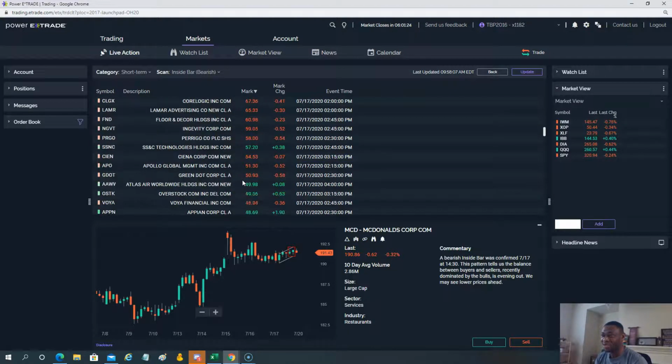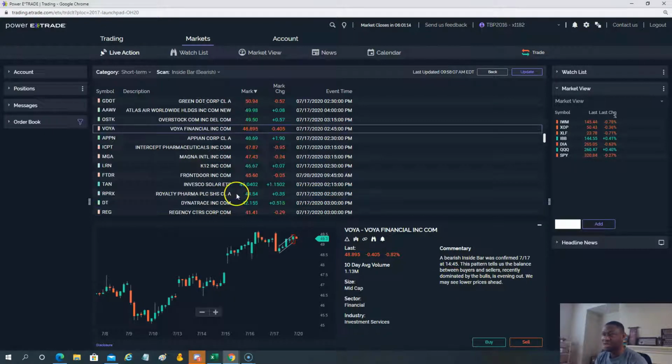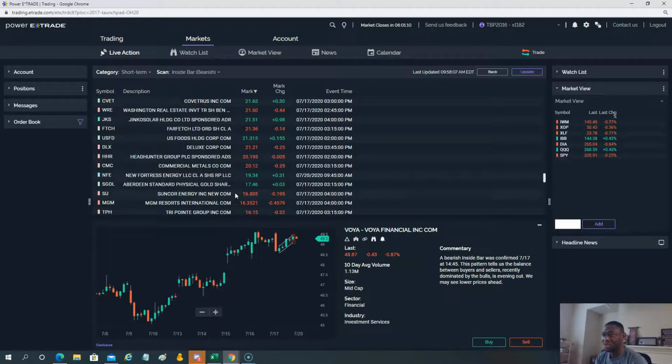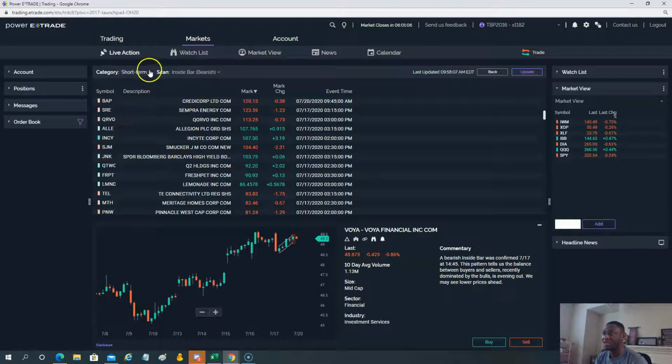So you see, some of them may have a target price, some of them may not. Obviously, you as a trader will prefer something with a target price. There's no target price on here, just that we may see lower price ahead. Okay, so McDonald's is definitely one that we can take a look at. So that's the short-term scanner and some of these scans.